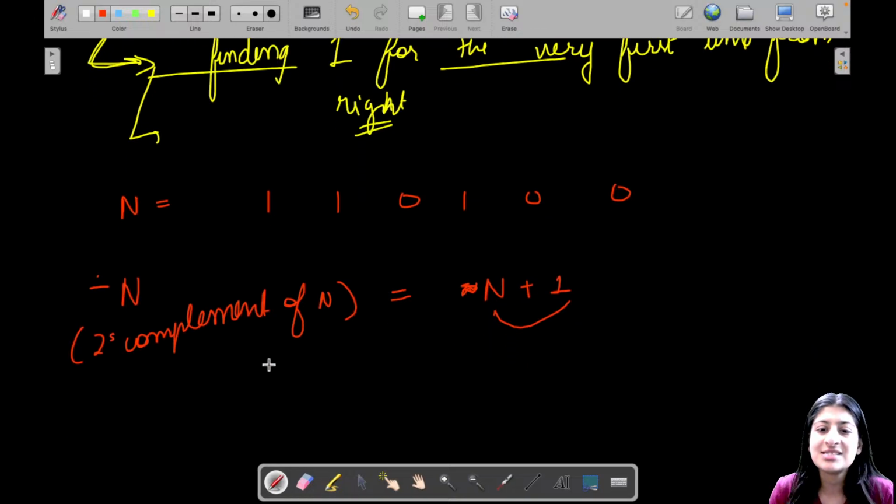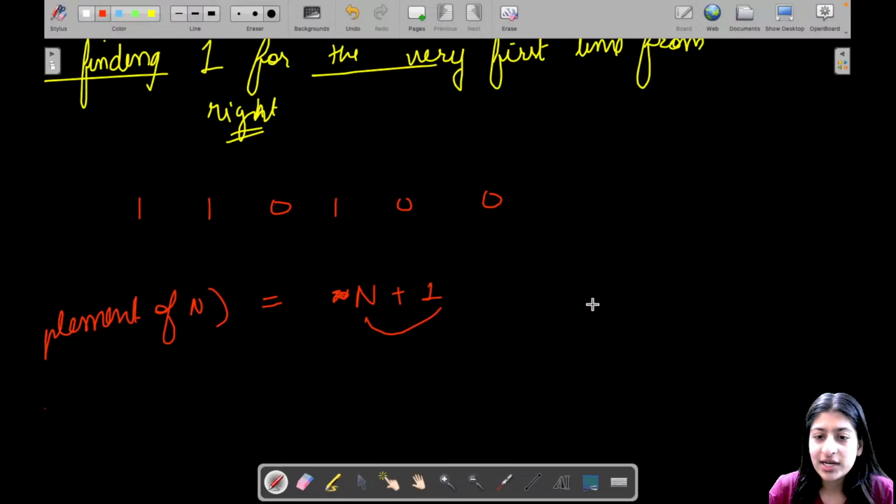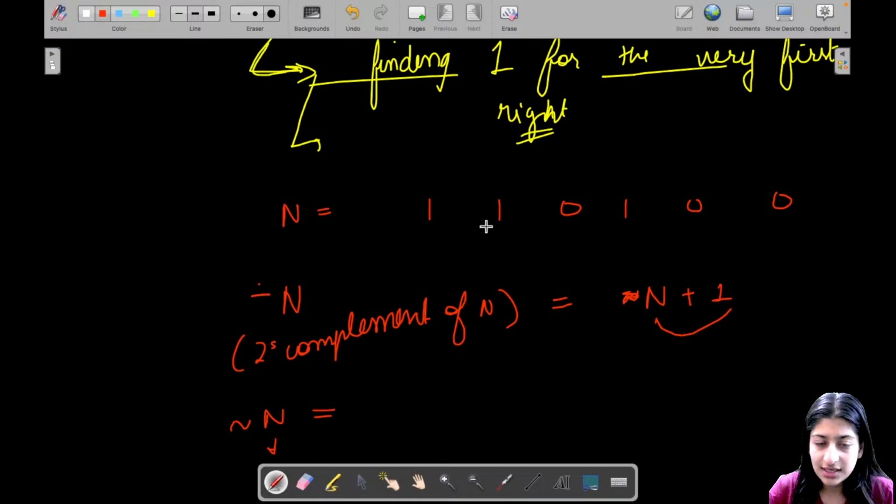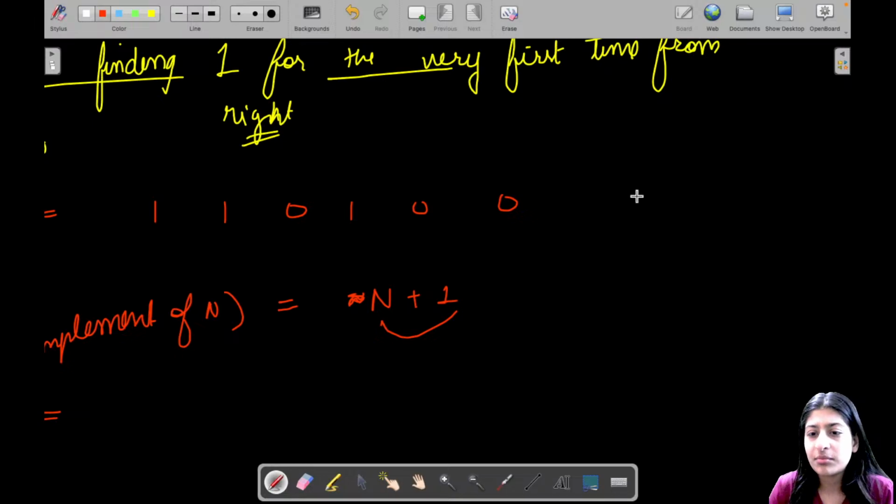Now let's see what is inversion of number. I'm sure you know what it is, but inversion of number is simply reversing all the bits. If it is 1, you convert it to 0. If it is 0, you convert it to 1. So what I am going to do is first convert this number to 2's complement, and then from there do an AND operation of that 2's complement with n.